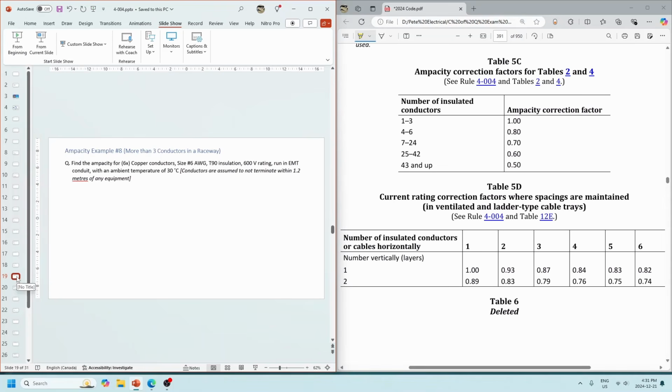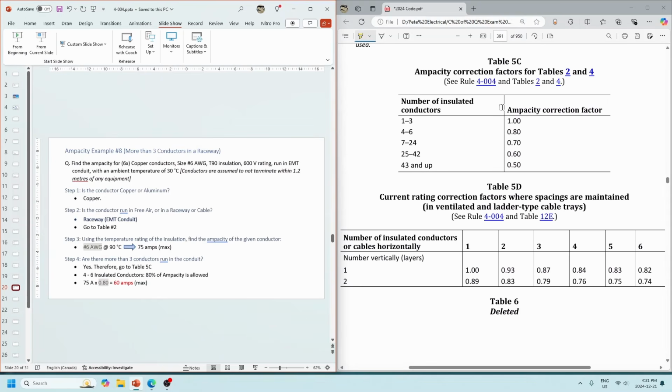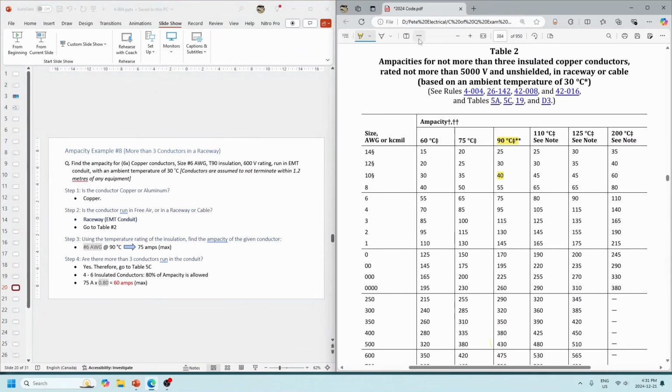Size is number 6, T90 insulation, 600 volt rating for all the examples. This one's run in EMT conduit as well, and we're not having to worry about ambient temperature yet. We're still at 30 degrees here. So we are still in table 2, so let's go back to table 2. Let's erase our previous answers here.